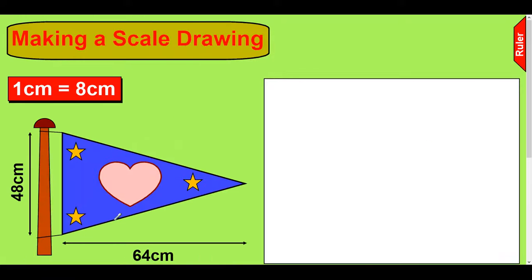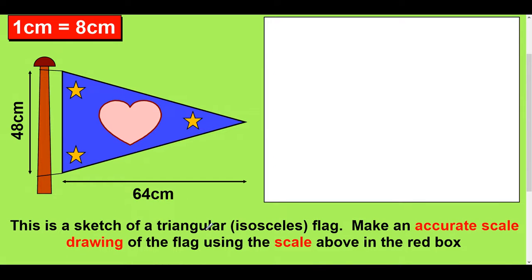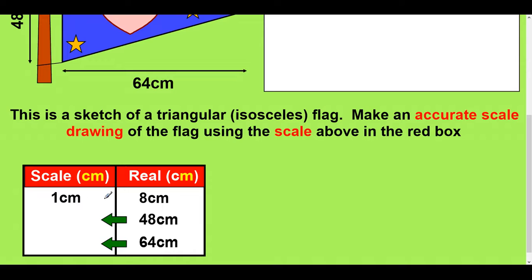Okay, last one. A wee bit of a harder one here. So this is a sketch of a triangle. It's an isosceles triangle. Make an accurate scale drawing of the flag using the scale above in the red box. So let's get the measurements first. So we've got our scale and our real. We've got 1 centimetre to 8. We've got our 48 and our 64. Now this scale basically says we're dividing by 8. So that's going to give us 48 divided by 8. That's 6 centimetres. And 64 divided by 8 is 8 centimetres.